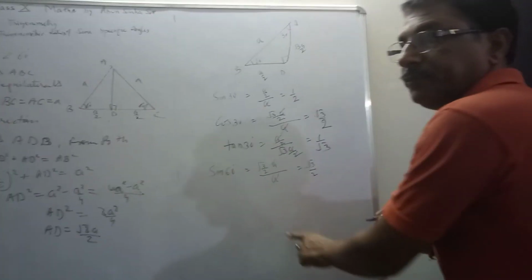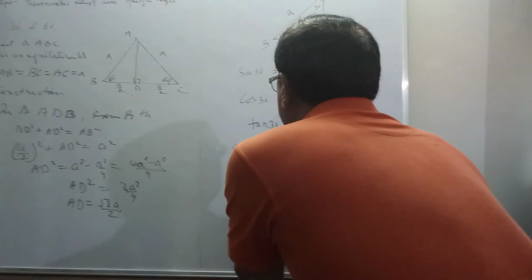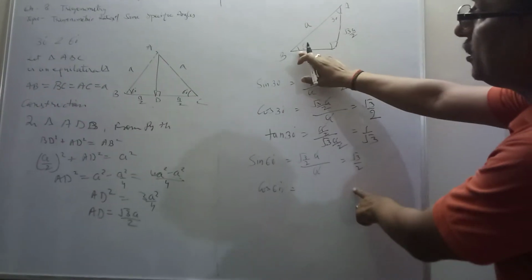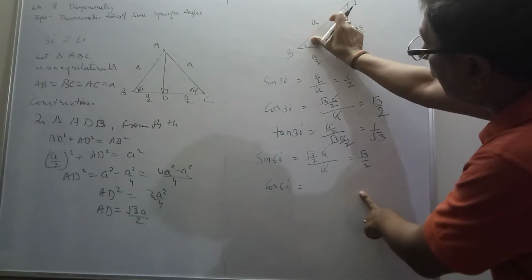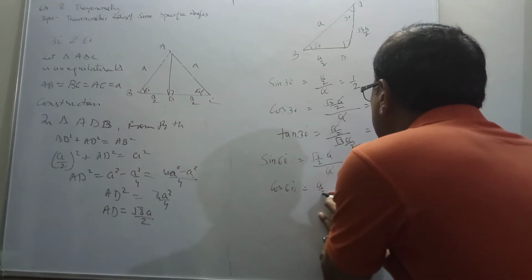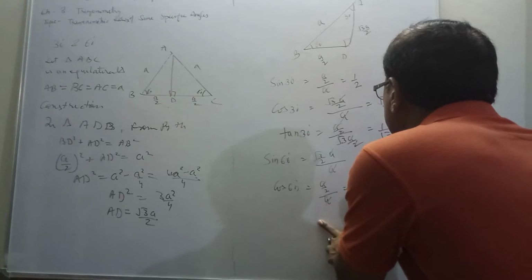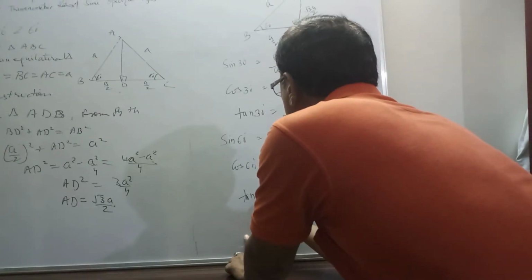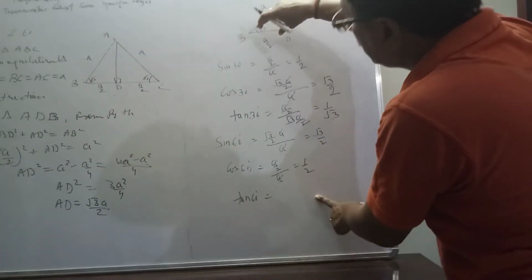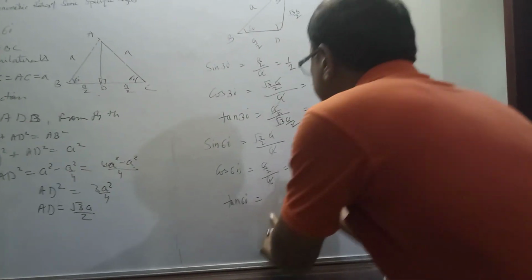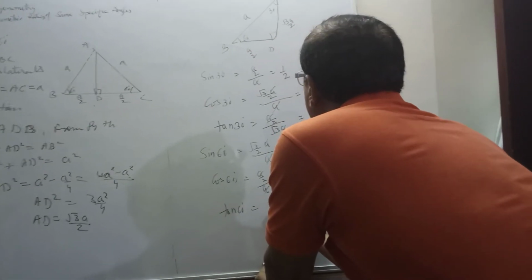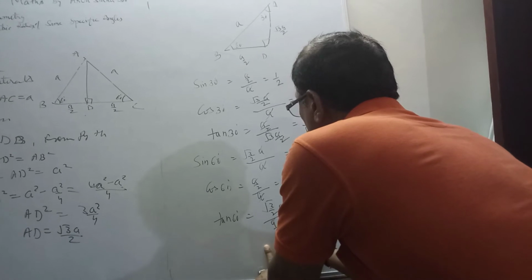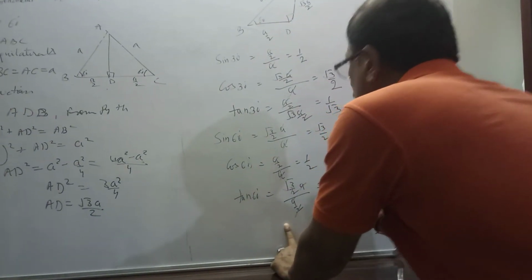Root 3 upon 2. Cos 60, you can see children, cos 60 means this is the base angle, base upon hypotenuse, A upon 2 upon A, A cancel, you get 1 upon 2. Again take the tan 30 degree, sorry, tan 60 degree. What you get children? Tan 60 degree means this is the base, this is the perpendicular. Root 3 upon 2A upon 2. A cancel, 2 cancel, you get children root 3.